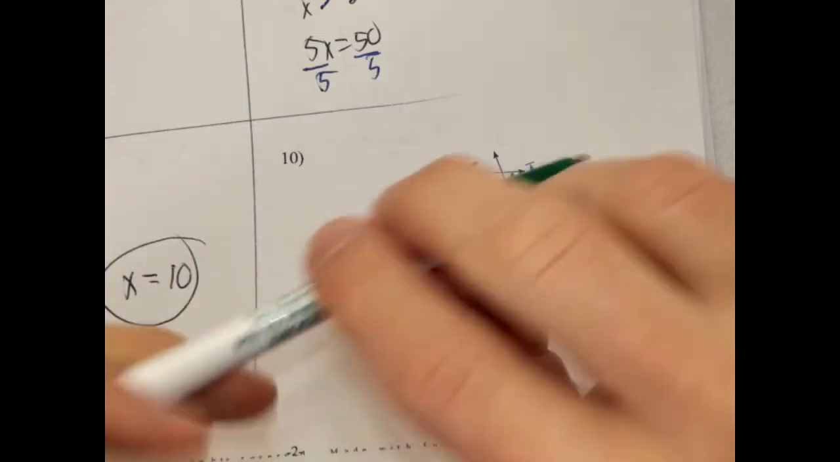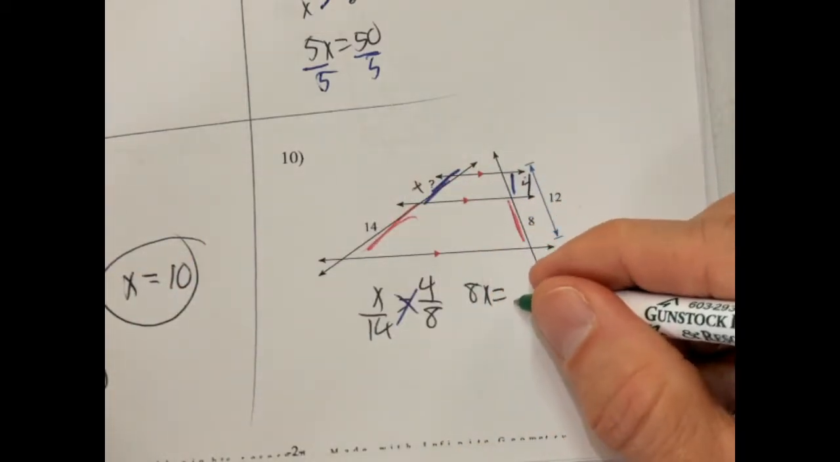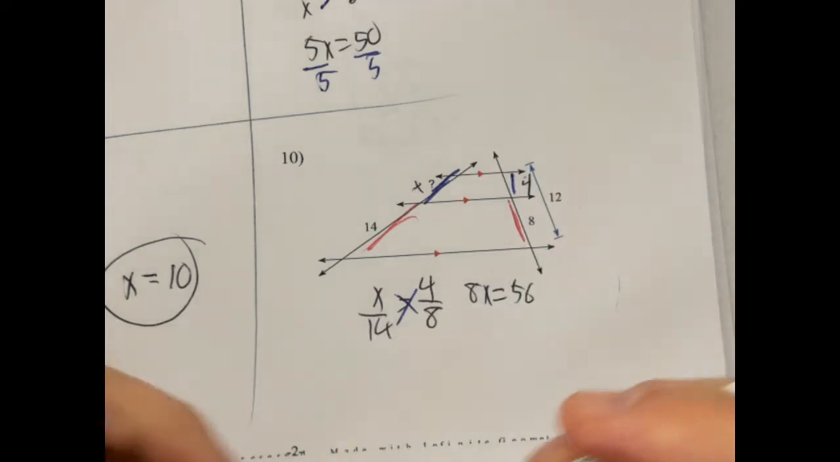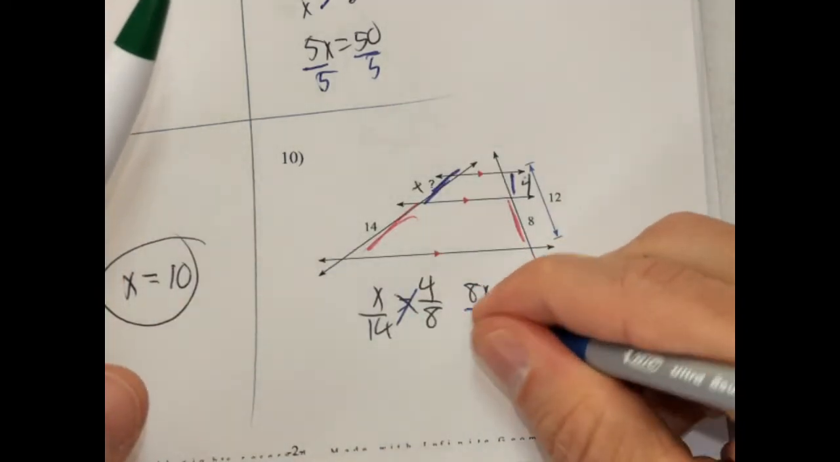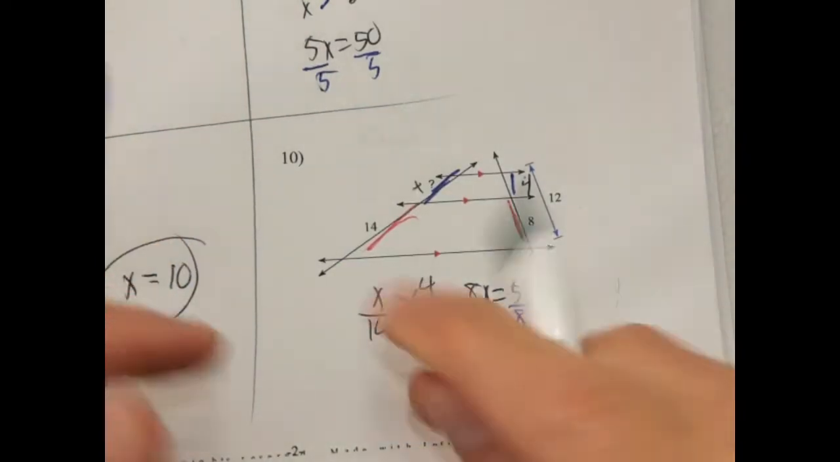I forgot to simplify that. That's okay though. So 8x equals 56. Divided by 8, and x should equal 7. Yep, there we go.